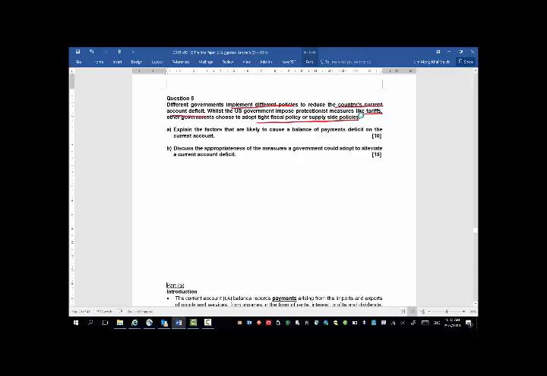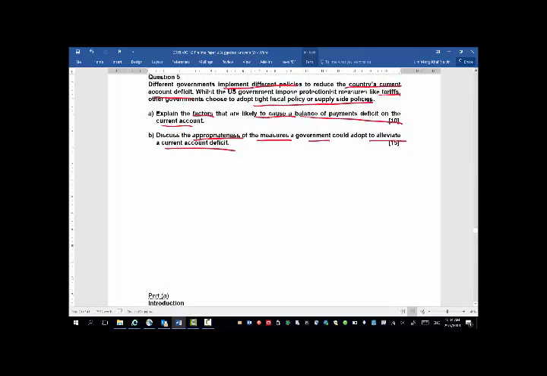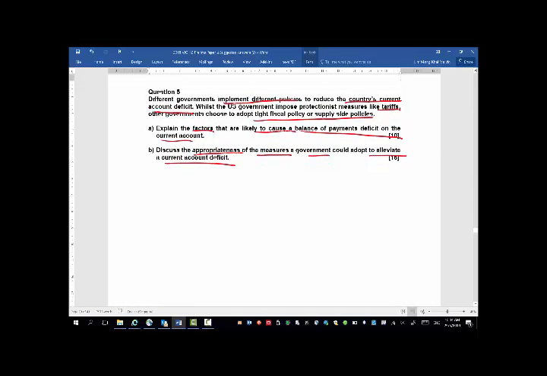Okay, so down here, we have a question that asks about your current account deficit: the factors that are likely to cause a current account deficit. The other one is about the appropriateness of measures a government could adopt to alleviate a current account deficit. So these are related to your BOP topic, in terms of the content that we're going to cover.